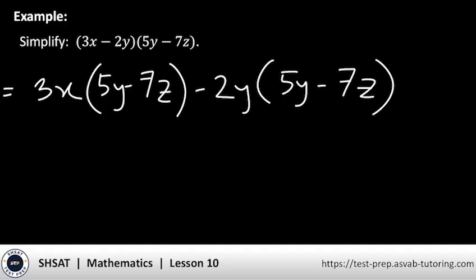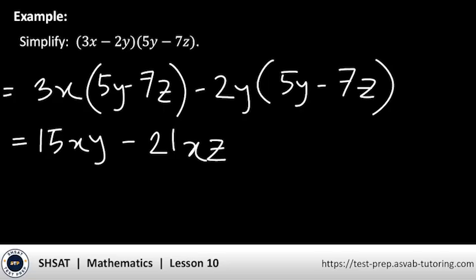Now we break the parentheses. So 3x times 5y. So 3 times 5 is 15. And then we're just ending up with x and a y. Then you have a minus here. So you say 3 times 7 is 21. Then you have x and a z here. Then you put a minus. 2 times 5 is 10. You have a y and a y multiplied. So that's y squared, right? Then you see you have a minus 2y here and a minus 7z here.